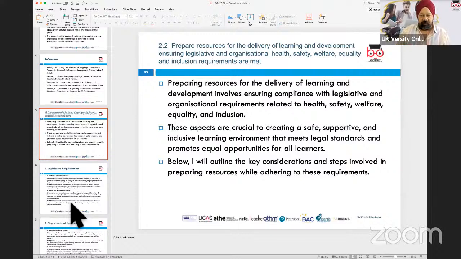The second assessment criteria talks about preparing resources for delivery and learning, which are meeting the needs of legislative and organizational requirements, and they tend to be in the case of looking at meeting some of the policy related aspects of health and safety, inclusion, equality and diversity, no discrimination. Those kind of things tend to be included.